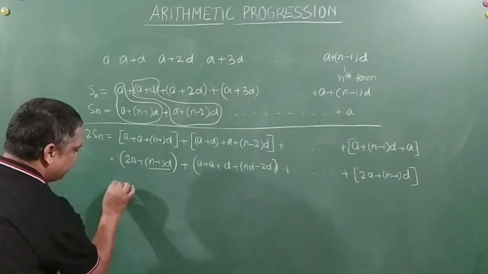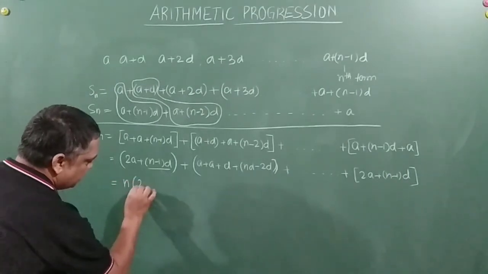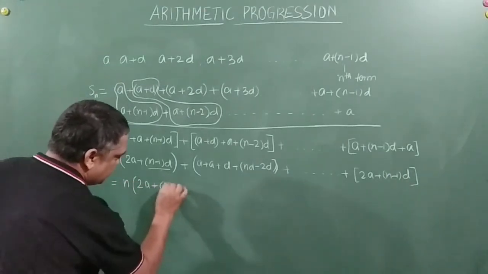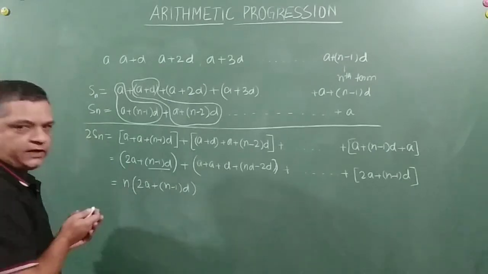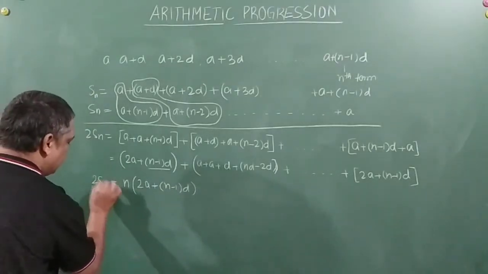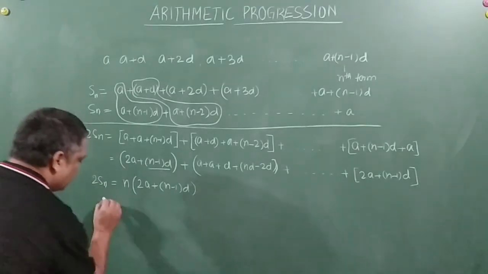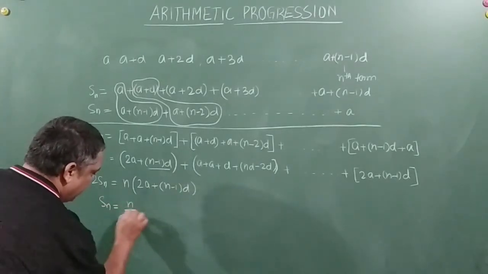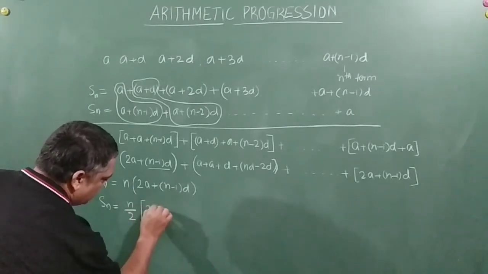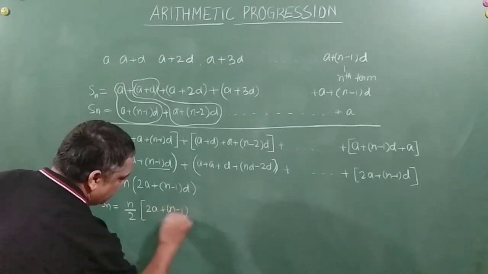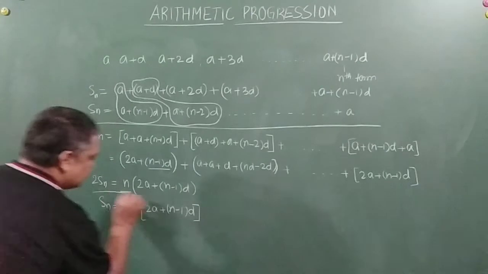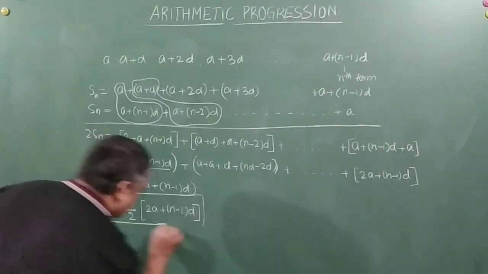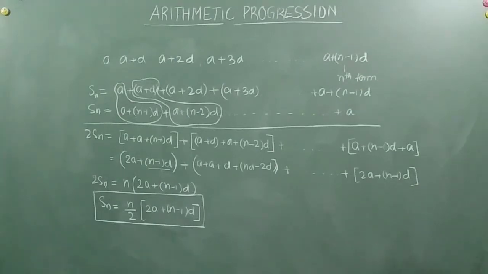So what happens, friend? Can we write it like this? N times 2A plus n minus 1D, right? Correct? This all is this much, right? And this is equal to 2Sn, right, friends? So Sn is equal to n by 2 into 2A plus n minus 1D. Here comes the formula for you, right, friends? So this is the sum of n terms of an arithmetic progression, right? So important. This we will be using it further.